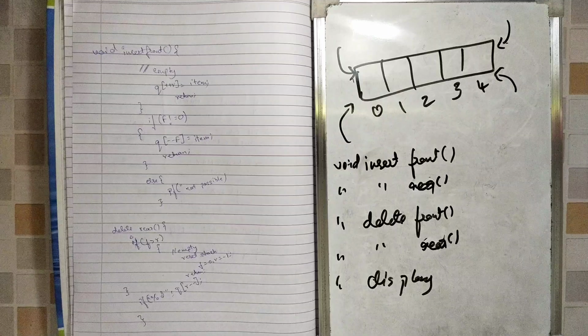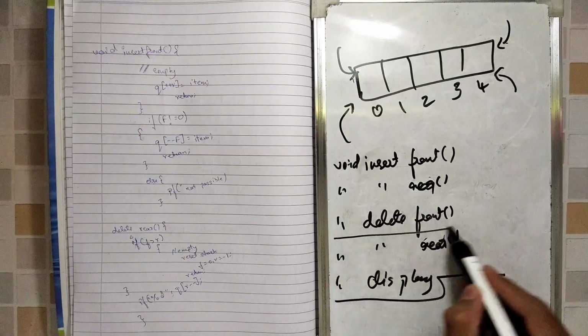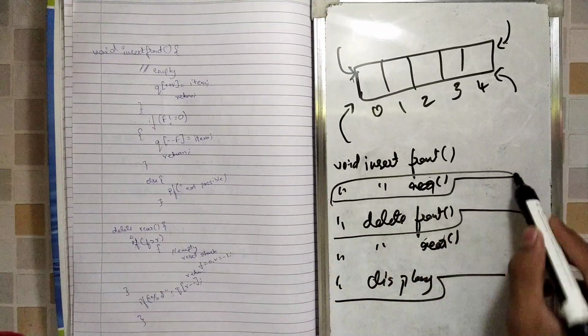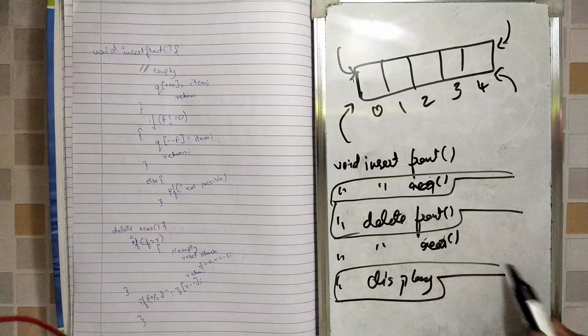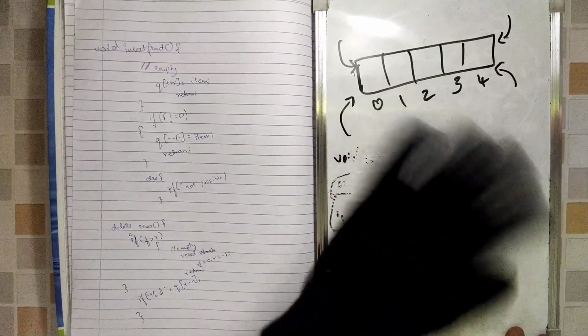In this, display, delete front and insert rear, these three things are the same as the ordinary queue which we learned in the previous lecture. Nothing changes, everything is the same, you can copy and paste. The only difference is insert front and delete at the rear end. So let us see now how we do that.